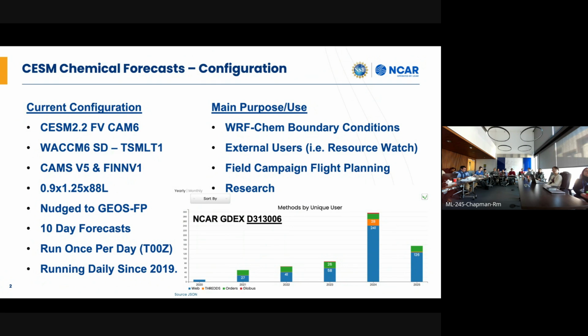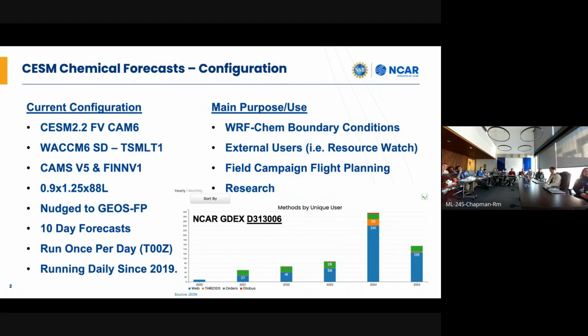Using the TSMLT chemical mechanism. For our emissions, we're using CAMS and an older version of FINN, version 1, for biomass burning. And this is a 1 degree model with 88 vertical levels. And we nudge these to GEOS-FP, which gives us the ability to do a 10-day forecast. And we run these once a day, every day at 0Z.